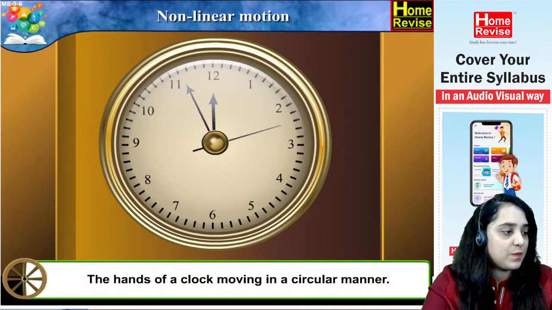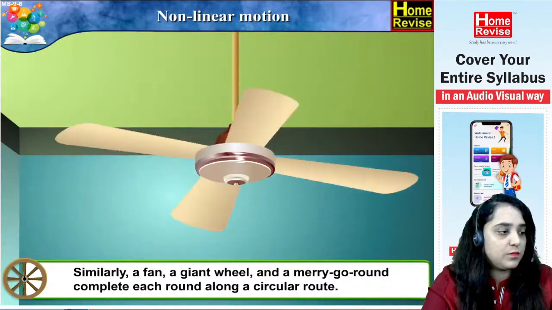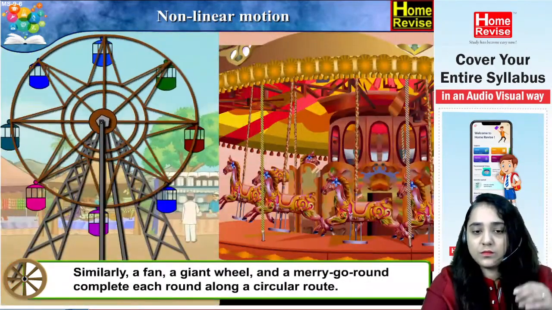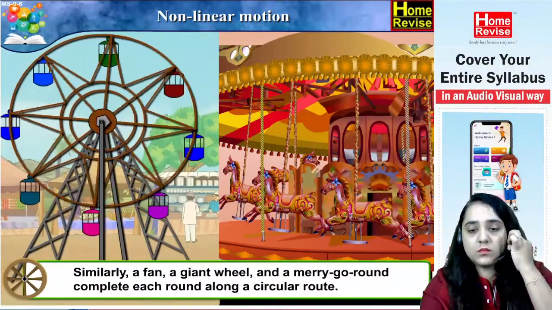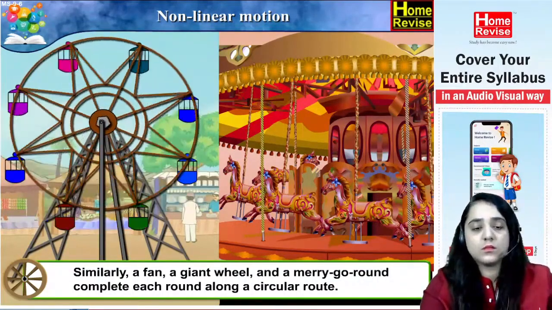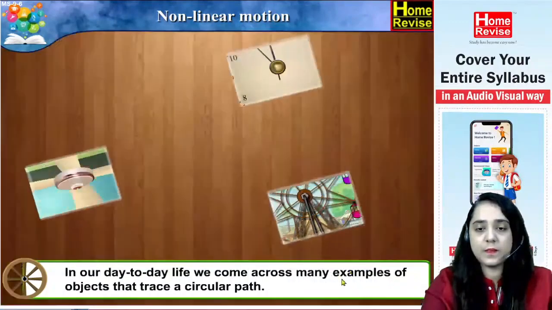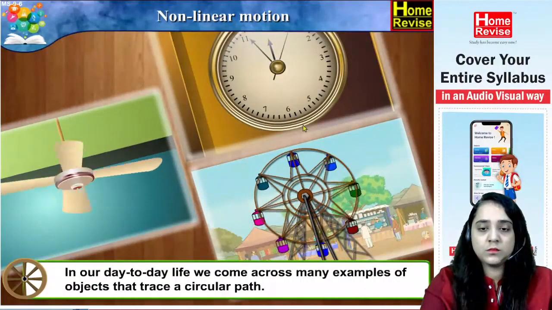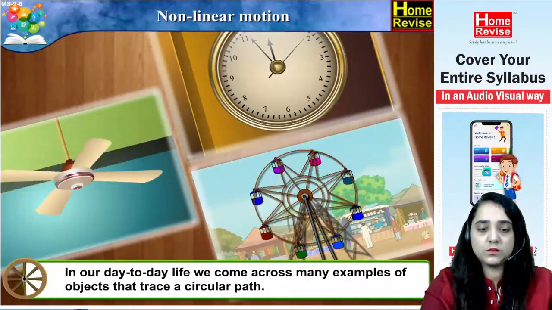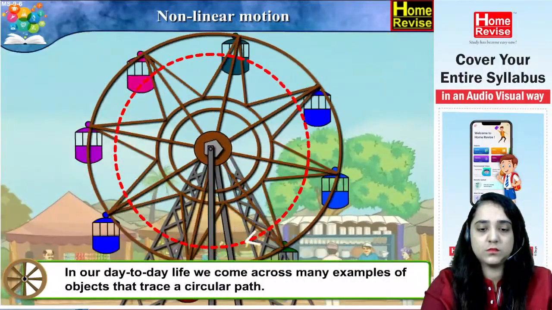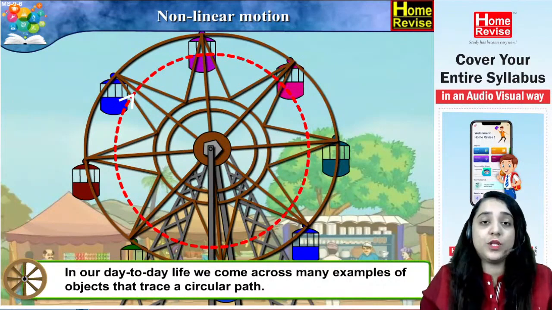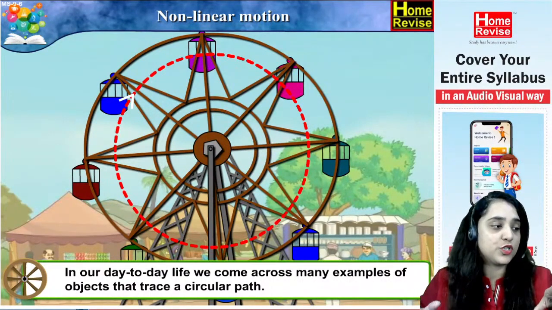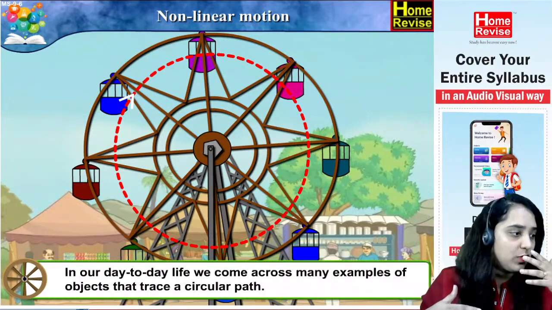Yes. Similarly, a fan, a giant wheel, and a merry-go-round complete each round along a circular route. Notice that? In our day-to-day life, we come across many examples of objects that trace a circular path. Yes, so I hope everyone is clear with what exactly is oscillatory motion and what exactly is circular motion. Don't get confused between these two, okay?